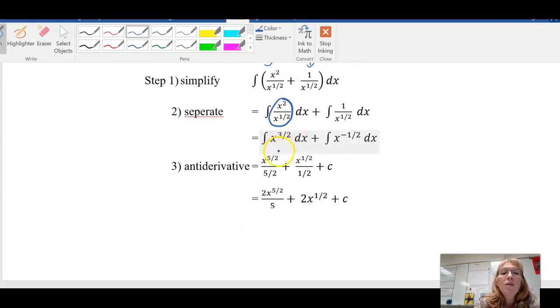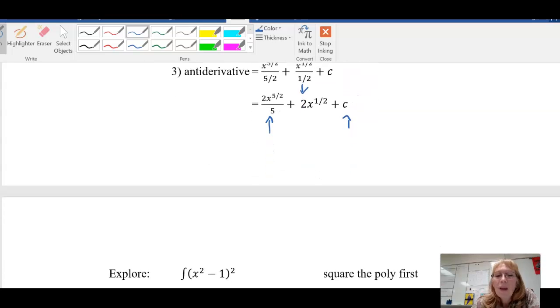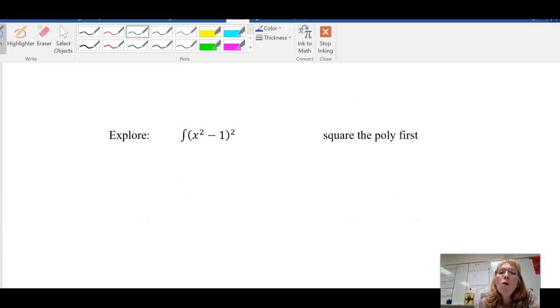3/2 plus 1 is 5/2, dividing by 5/2, or multiplying by the reciprocal. Okay, now I've got x to the negative 1/2, add 1 to that, and we get 1/2 divided by 1/2, multiplying by the reciprocal, plus c. Not as bad as it looked, huh? All right, now it's your turn.